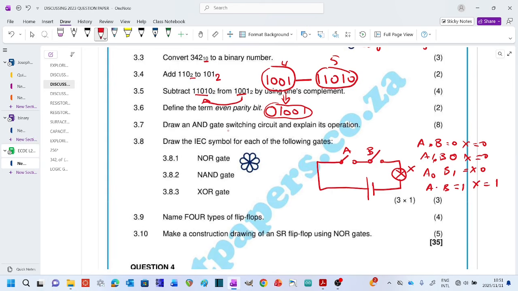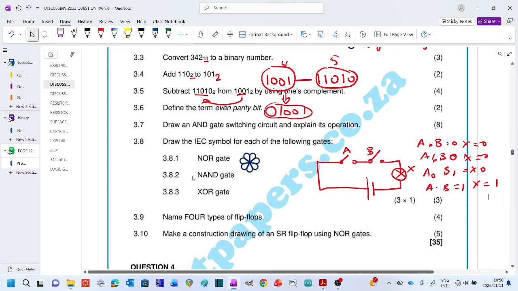And how many marks is that? That's 8 points, which is 8%. Just to explain that, that's a lot of points. Okay, so 3.8, draw the IEC symbol for each of the following gates: NOR gates, NAND gates, XOR gates.